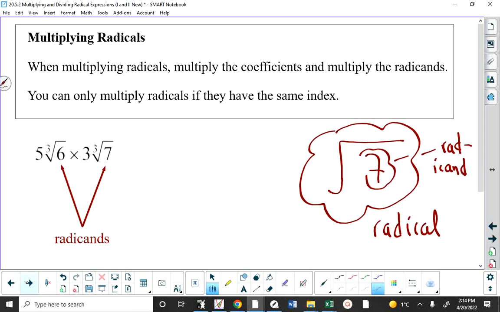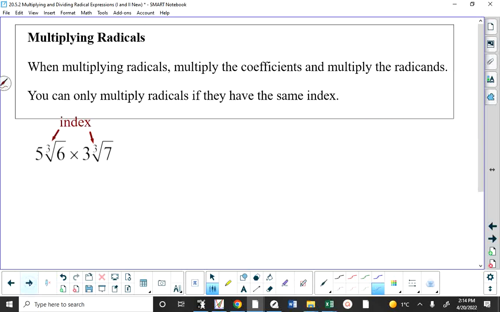So the radicand is the number under the square root sign. I can't remember if I mentioned that explicitly before or not, but I'm doing so now. Okay, that's the index. So they have the same index, we can multiply them. So what do we get?